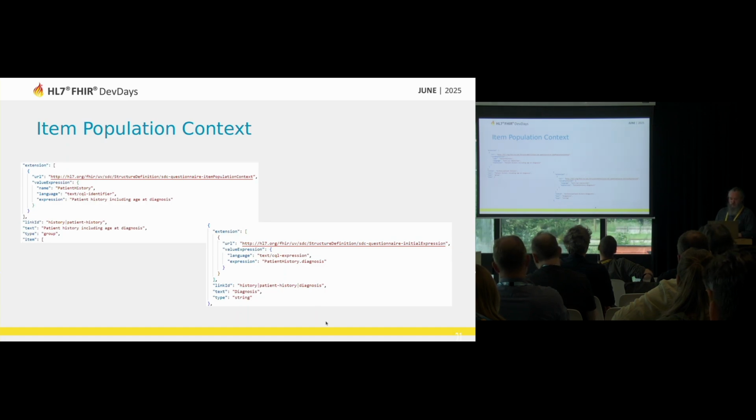So you can see here we have our patient history, including age at diagnosis. It's pulling that from the CQL library. And then it's just pulling the diagnosis property from that result. And you would repeat this for all the different child items that you want to specify that on.